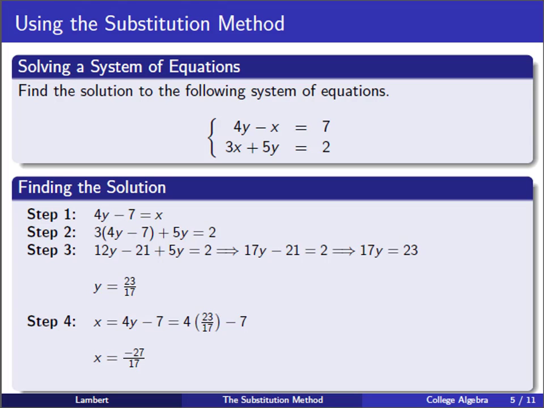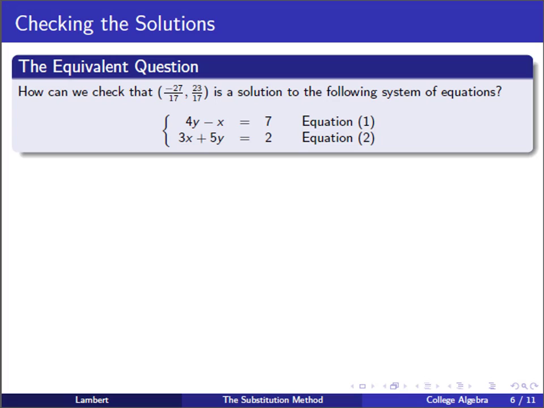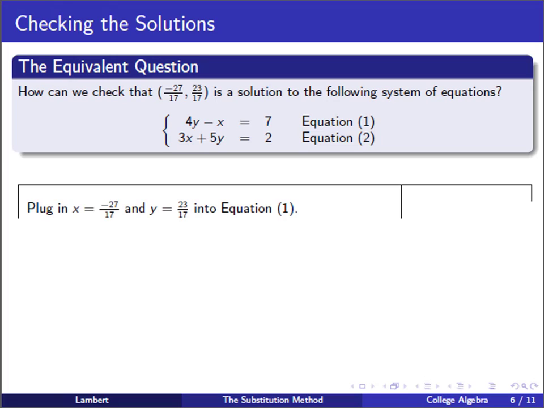And so what this means is our solution to our system of equations is actually negative 27 over 17 and 23 over 17 as our ordered pair. So now checking that solution, how do we go about doing that? Well, we just plug in for x and y and double check to make sure it works for both equations. So if we plug it into equation 1, what do we get?